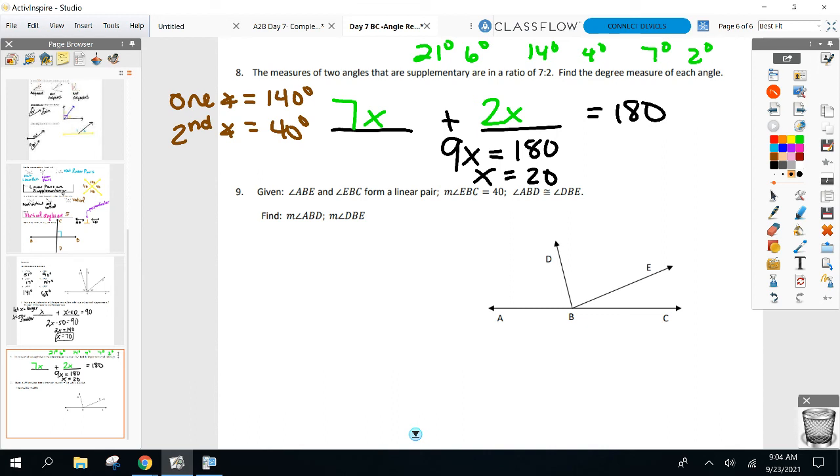Ooh, read the directions, please, because I give you a pair of congruent angles in this one. I'm giving you a pair of congruent angles. Mark them on your diagram now. All right? Get in that habit. If I give you a pair of congruent angles, mark them on the diagram. And then I have two angles I need you to find the measure of.